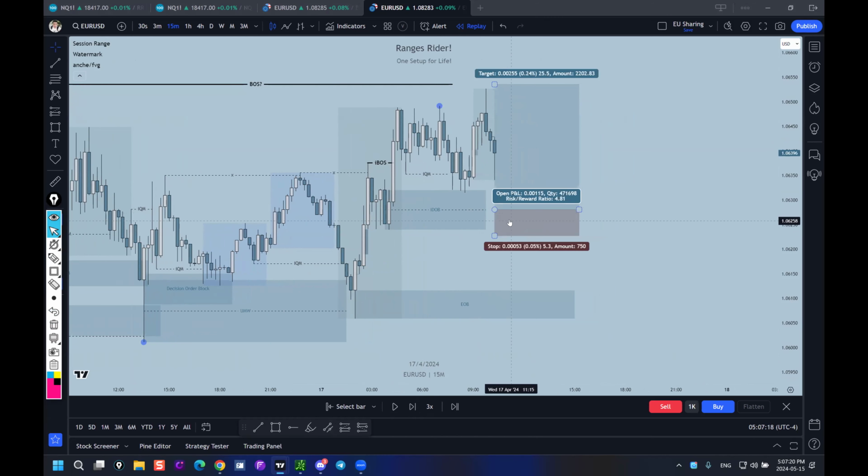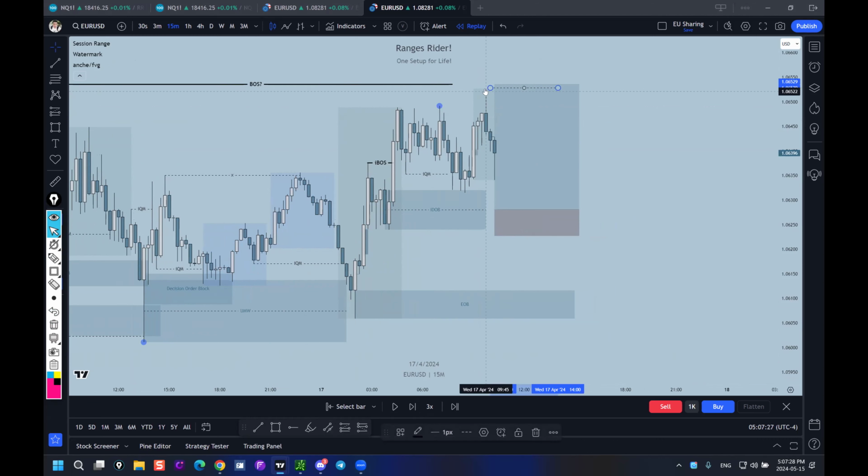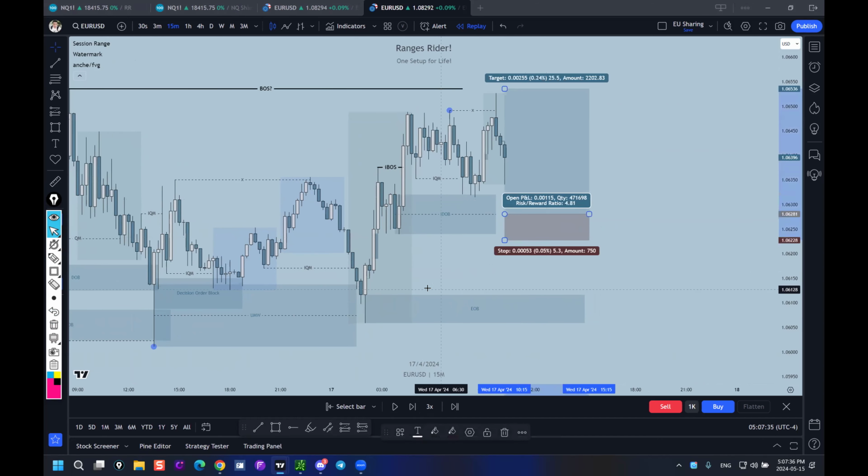The market never came. Okay, and the market just took what? The liquidity. If the market just took the liquidity, it means, now this is another concept I'm going to tell you.